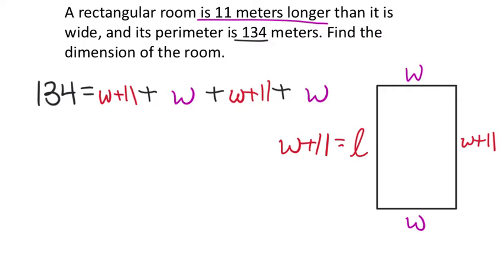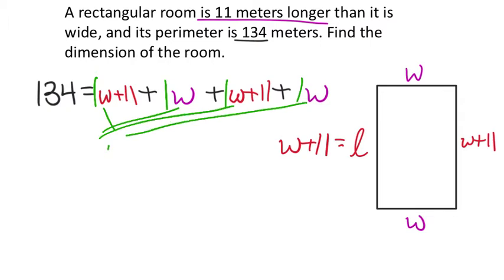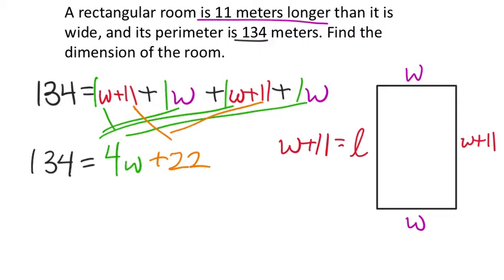All right, now we have an equation that we're ready to solve, and we have some like terms to combine, right? There's 1 W, 2 W's, 3 W's, 4 W's. So there are 4 of these widths. And in addition to that, we have 11 and an 11 right there. That'd be 22, so plus 22 right there. So we end up with 134 equals 4 of the widths plus 22. Now, I think I've said this before, right?